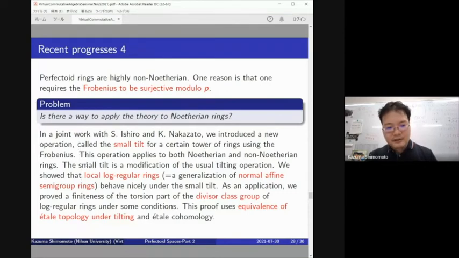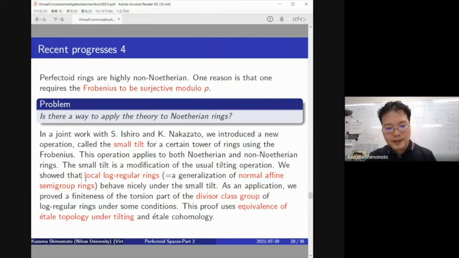The small tilt is a modification of the usual tilting operation. As a result, we showed that local log regular rings, by the way, are actually a generalization of normal affine semigroup rings. But it's a local ring, so a semigroup ring is, of course, not local. So you can think of this as somehow a completion of normal affine semigroup rings.